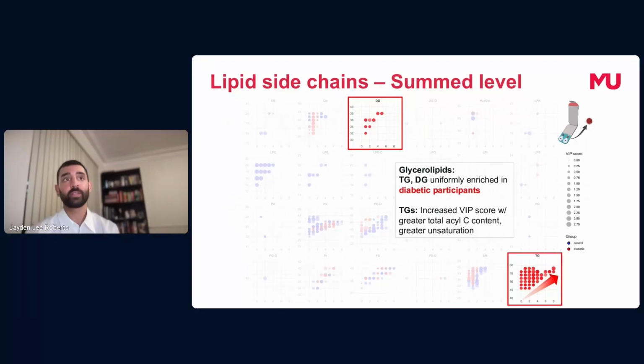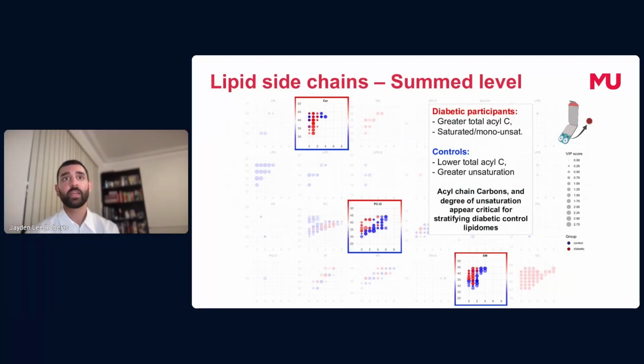Additionally, lipids with higher total acyl carbons, typically composed of saturated or monounsaturated acyl side chains, appear higher in diabetics, the red ones, for example, the ceramides, ether-linked PC species, and sphingomyelins, while lipids with lower total acyl carbons, typically composed of polyunsaturated acyl chains, appear more associated with non-diabetic controls represented in blue, for example, the ether-linked phosphatidylcholine species and sphingomyelins, which may suggest that combined acyl carbons and degree of unsaturation may be key features in distinguishing diabetics from control lipidomic profiles.